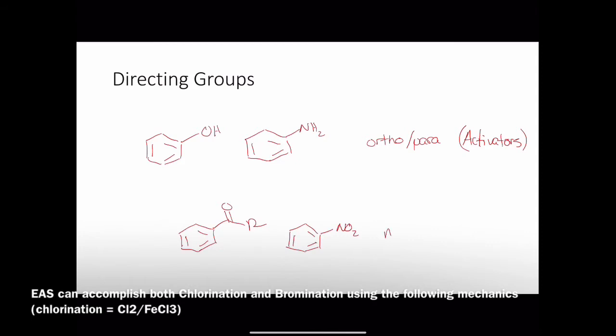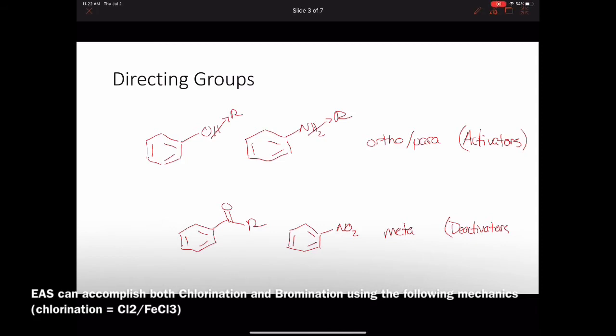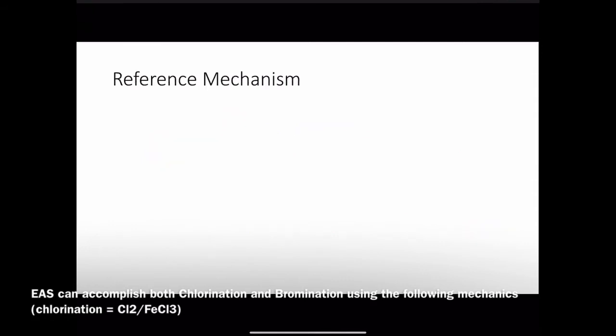So what does this mean? Meta directors aren't as strong as ortho-para directors. They're slightly weaker, but they do tend to direct halogenation functionalization at the meta position. It's really important to be able to identify which substituents are activators and which ones are deactivators.